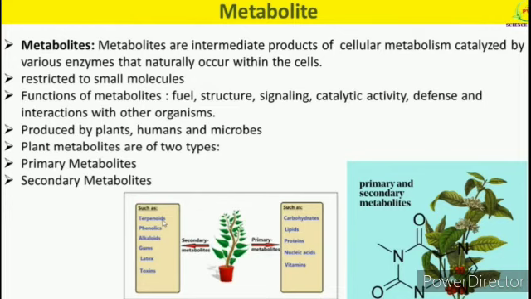Again we will go over the primary and secondary metabolites one more time. Metabolites are intermediate products of the cellular metabolism catalyzed by various enzymes that naturally occur within the cell. Restricted to small molecules, the functions of metabolites are fuel, structure, signaling, catalytic activity, defense and interactions with other organisms. Produced by plants, humans and microbes. Plant metabolites are of two types: primary metabolites and secondary metabolites.